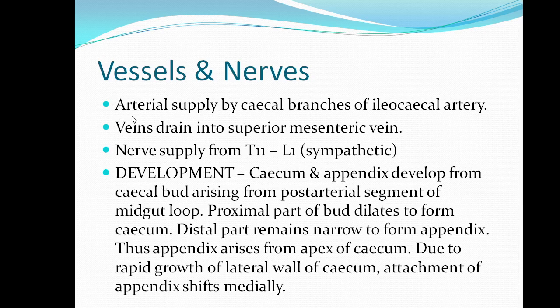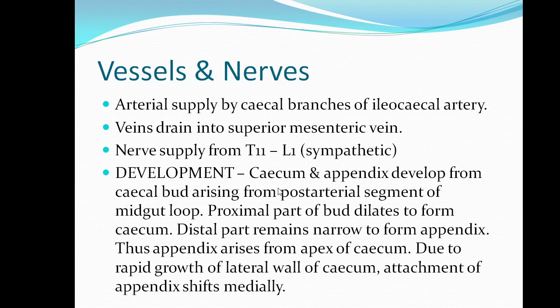Vessels and nerves. The appendix and the caecum are supplied by cecal branches of the ileocecal artery. The veins from the caecum drain into the superior mesenteric vein. Caecum is supplied by T11 to L1 sympathetic nerves.